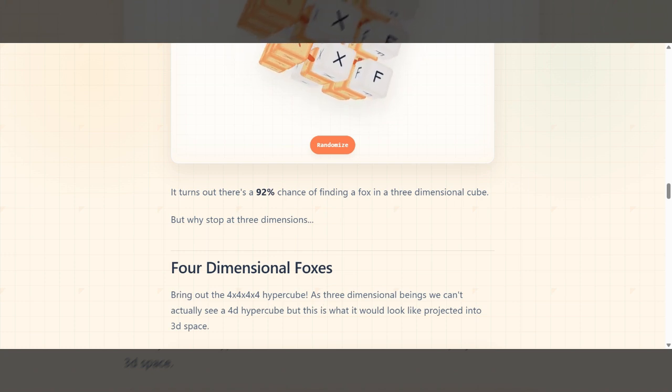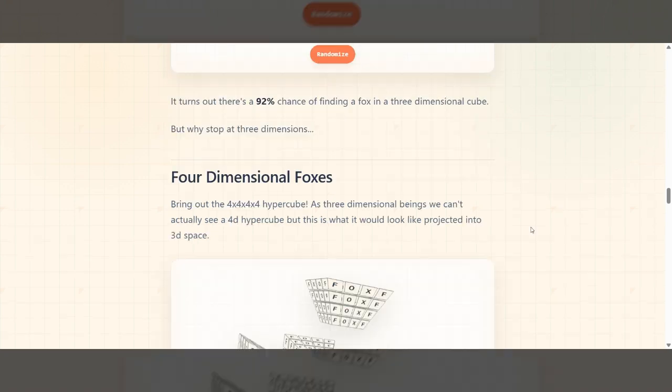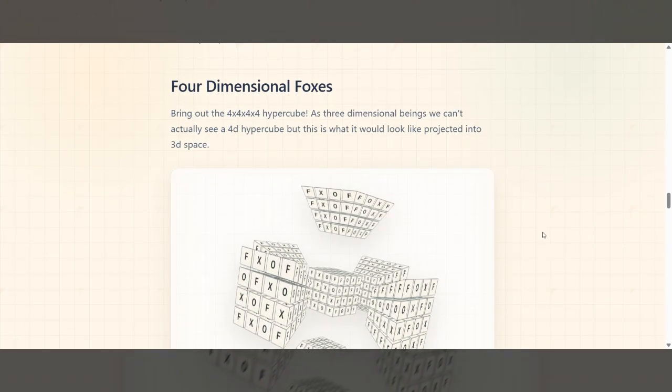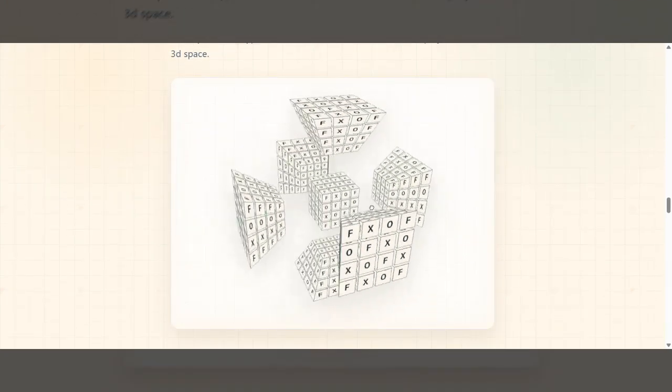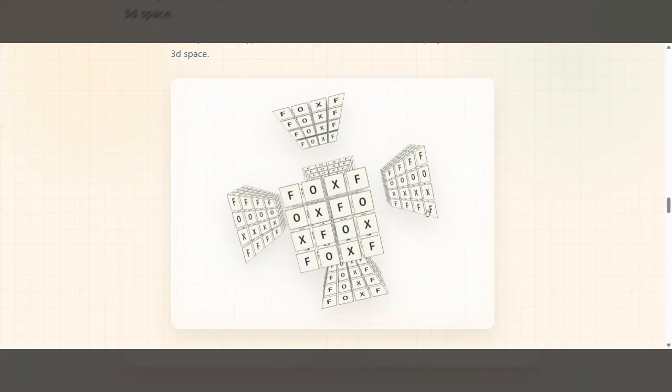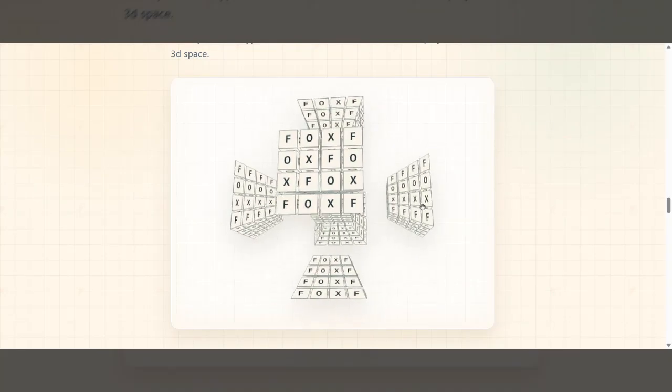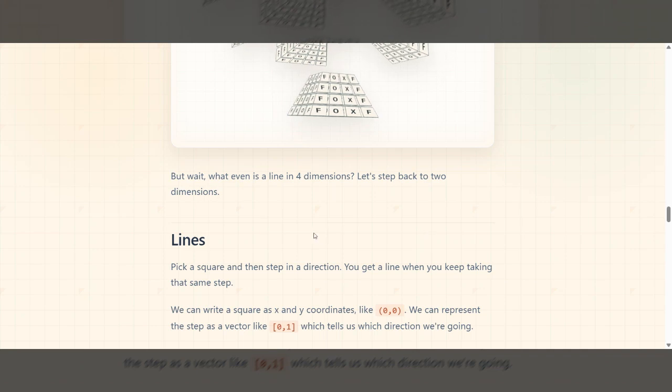As three-dimensional beings, we can't actually see a 4D hypercube, but this is what it will look like projected into 3-space. But wait, what even is a line in 4 dimensions? Let's step back to 2 dimensions.